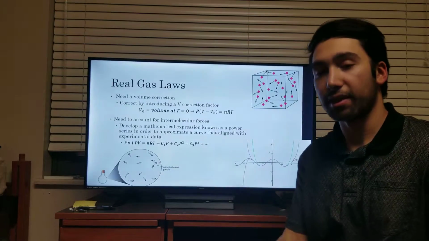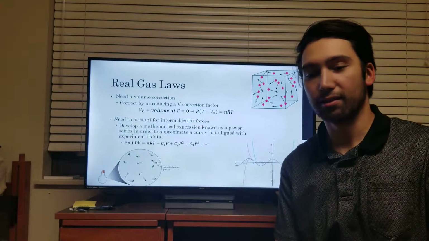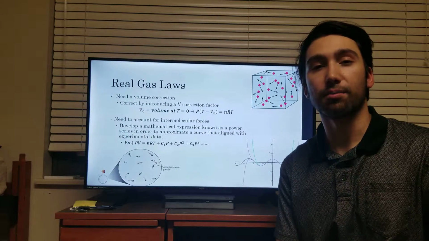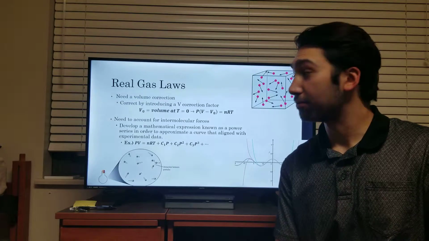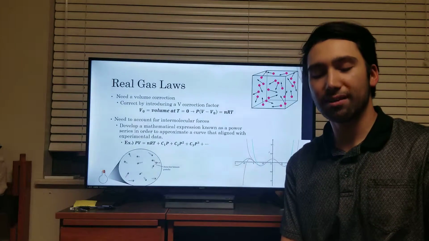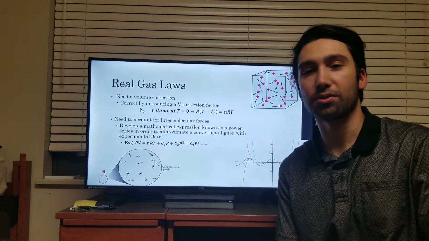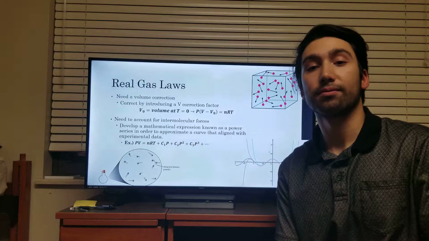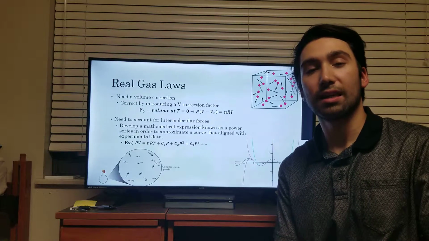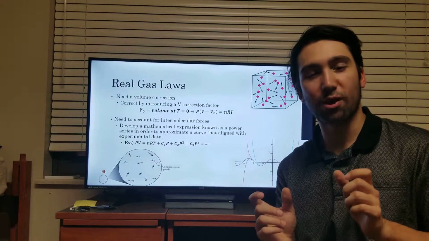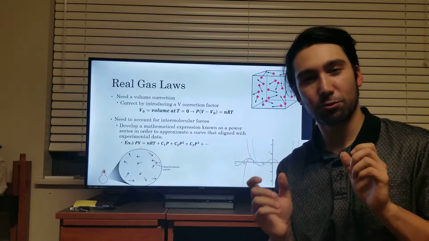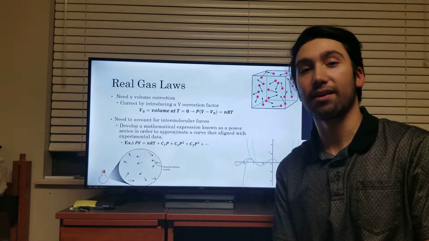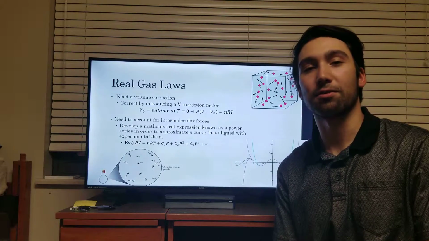So, in that sense, real gas laws needed some sort of description. People started experimenting and writing mathematical formulas. The volume correction was fairly simple, but we needed a way to account for those intermolecular forces. Early work was done simply by trying to fit the data. It took a lot of experimental points and trying to find some equation that developed a curve that could fit all that data. But the best work was done by a scientist from the Netherlands known as van der Waals.